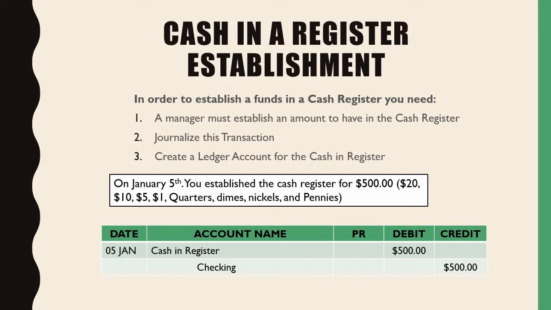So in this case, on January 5th, you establish the cash register for $500, okay? You got 20s, 10s, 5s, and 1s, and quarters, etc. So here you go. Same rule of idea here is that you're going to treat it just like it was a petty cash drawer. You're going to debit your cash register. So in this case, I have cash in the register. And then you're also going to have checking. The money's got to come from somewhere, right? Especially when you have to get exact change, or in this case, the exact amount of dollar bills, you definitely want to make sure you go to the bank and get the exact change.